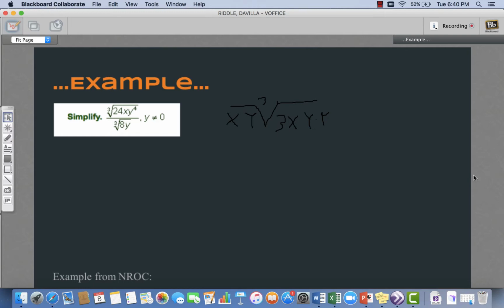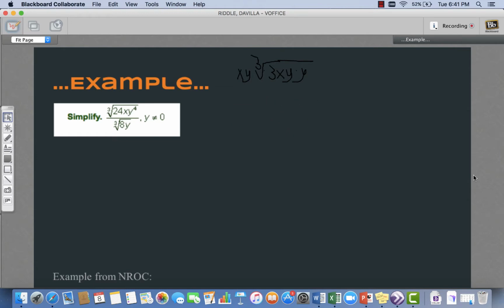Okay, we'll see if I get the answer. Let me brush it up just to confirm if this is the answer. Is that x, y, cube root of 3x, y times y? Oh, cube, yeah. All right. So we'll see if I got that answer from there.